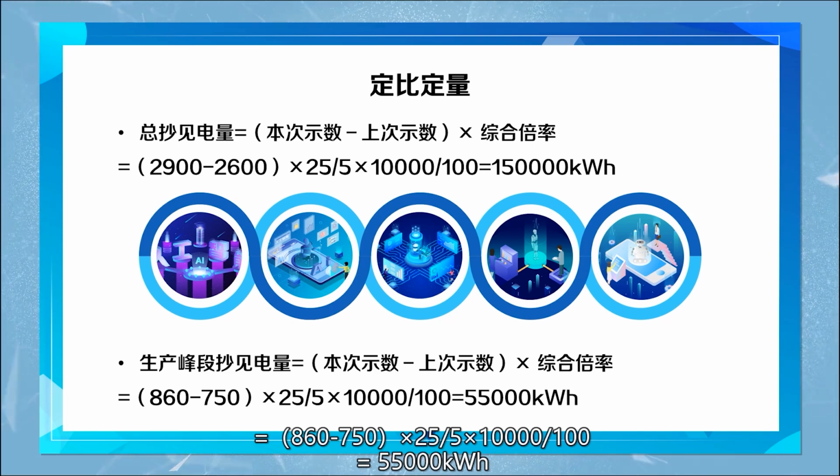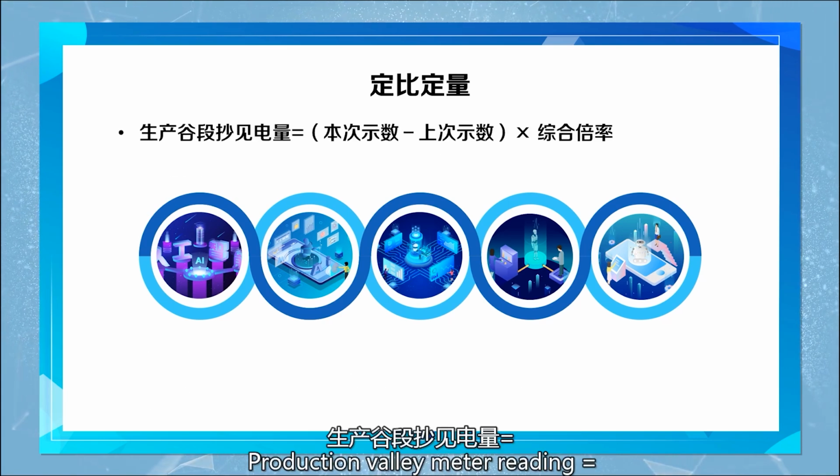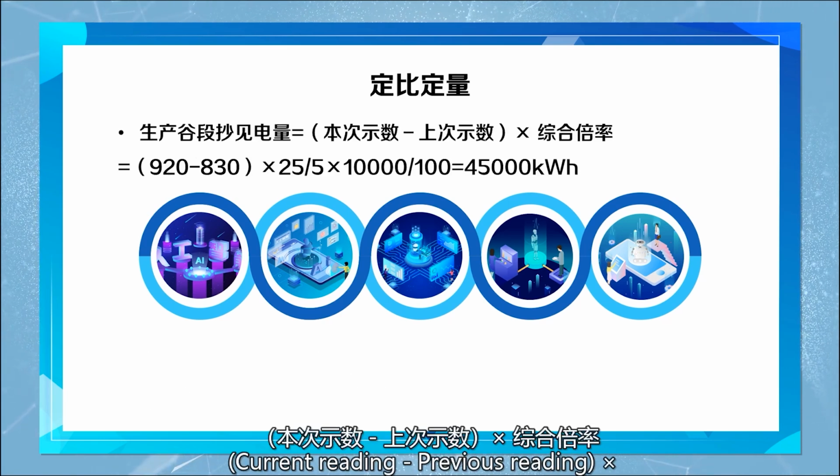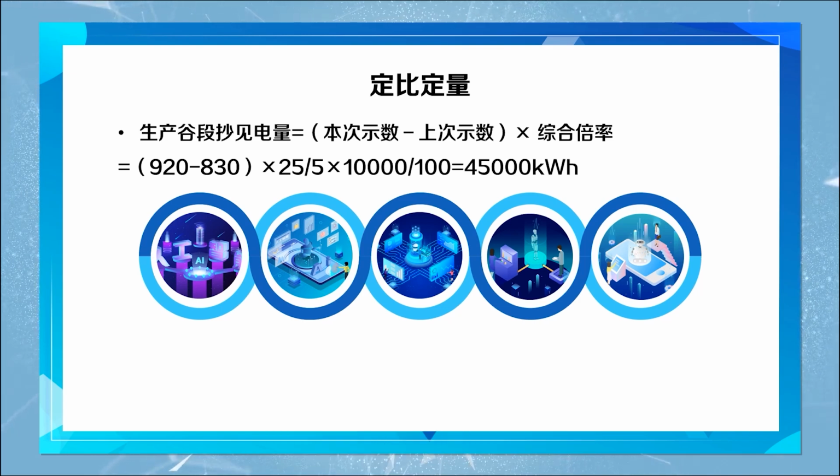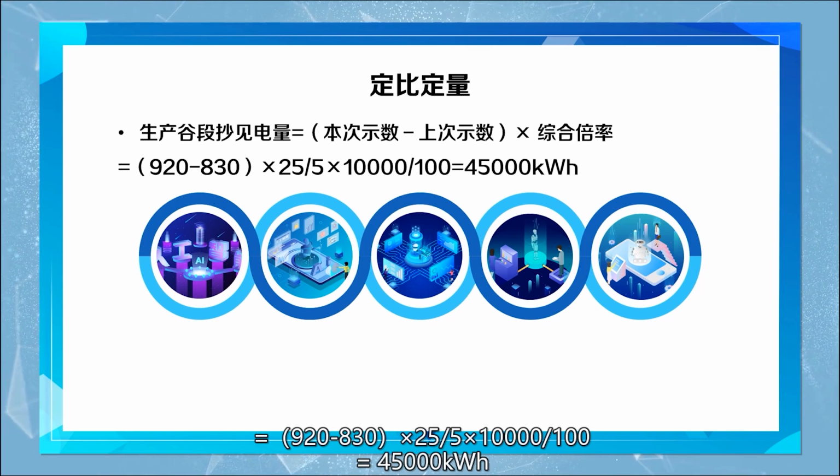Production peak meter reading equals current reading minus previous reading all times comprehensive multiplier equals 860 minus 750 all times 25 divided by 5 times 10,000 divided by 100 equals 55,000 kilowatt hour. Production valley meter reading equals 920 minus 830 all times 25 divided by 5 times 10,000 divided by 100 equals 45,000 kilowatt hour.